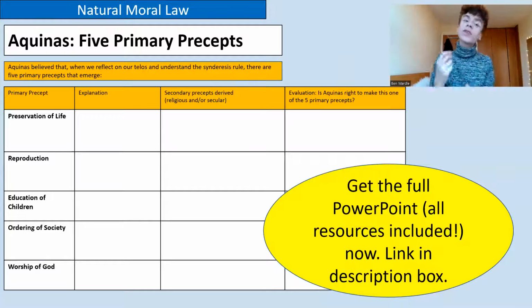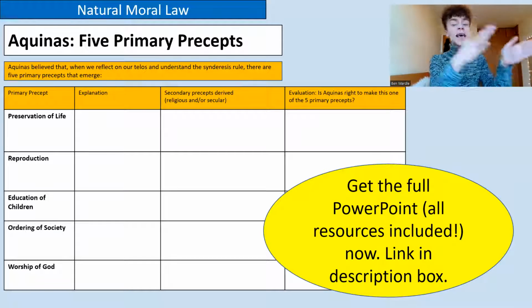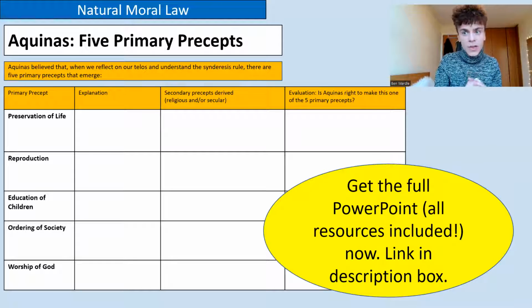And so that leads us to think, well, is that actually what we discover? Is that actually right as a primary precept? And so this table here is part of the PowerPoint you can get by clicking on the description box below. And it just helps us to shape our thinking in terms of what actually is the precept, what secondary precepts are derived from it, and then actually, is Aquinas right to make this one of our primary precepts?